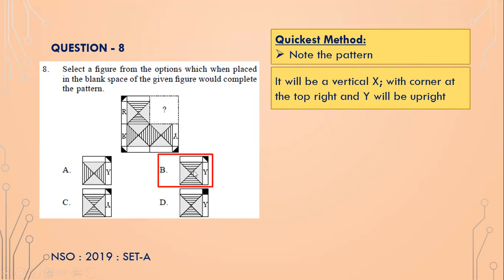So correct option is option B. And also this thing is, this shaded X is erect as well. So the shaded X should be erect.